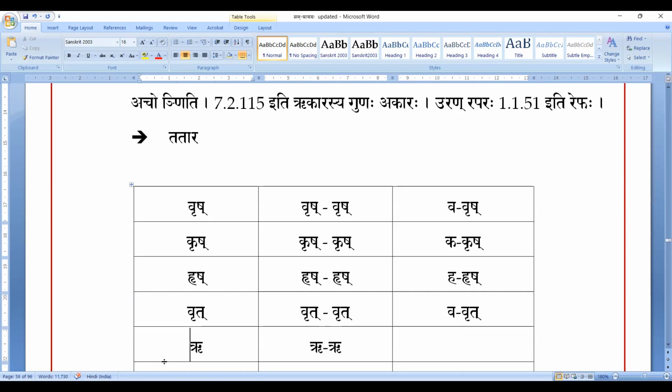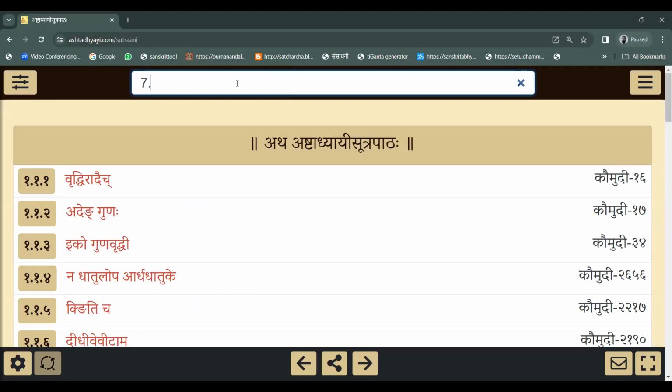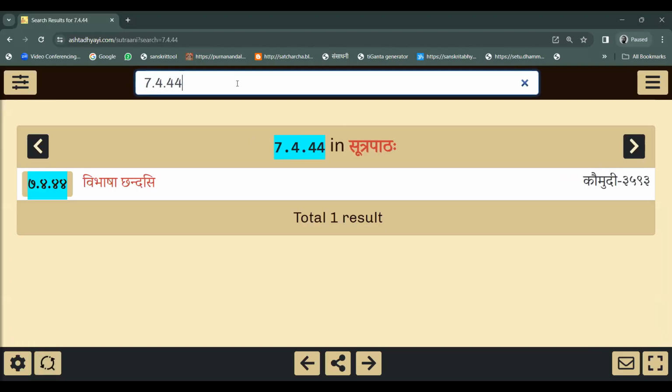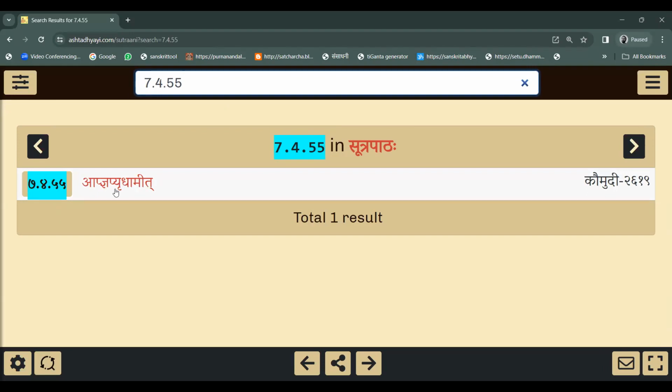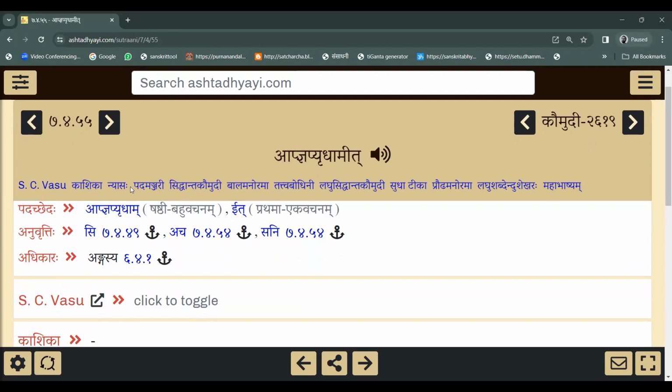So here, the Ru Dhatu, Rid Dhatu, there we will see what it undergoes. Rukara, Rud Dhatu will be replaced by E. See, there is one sutra, an Abhyasakarya Sutra, 7.4.55: Ap Nyap Ya Radam It. Example for Rid Dhatu.